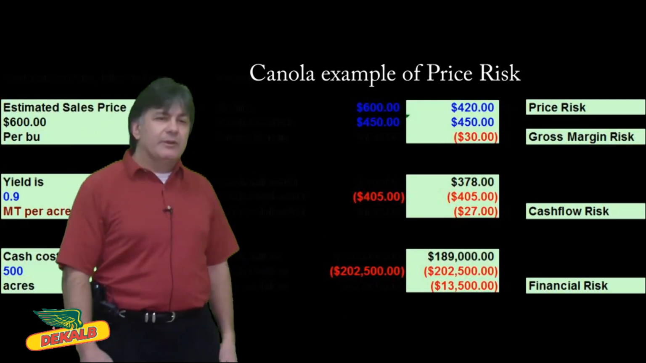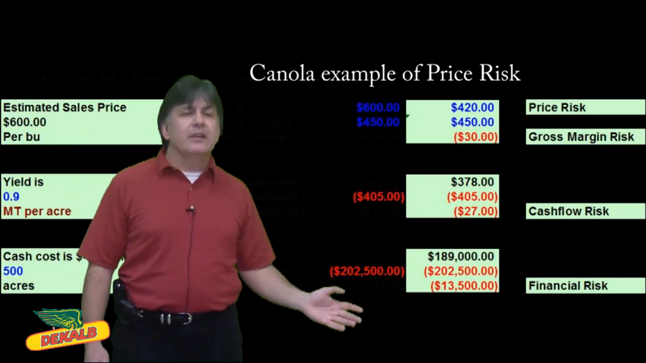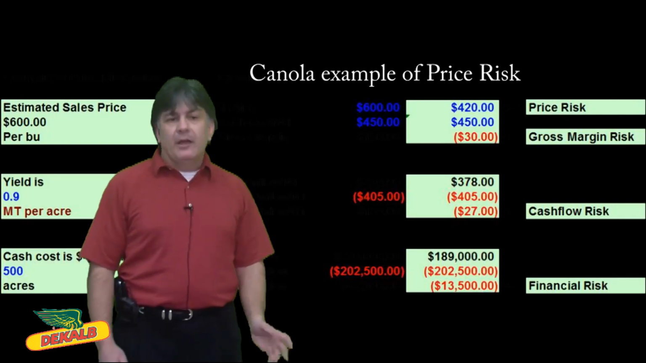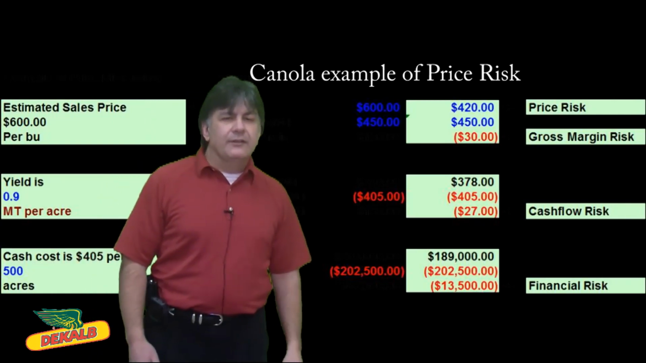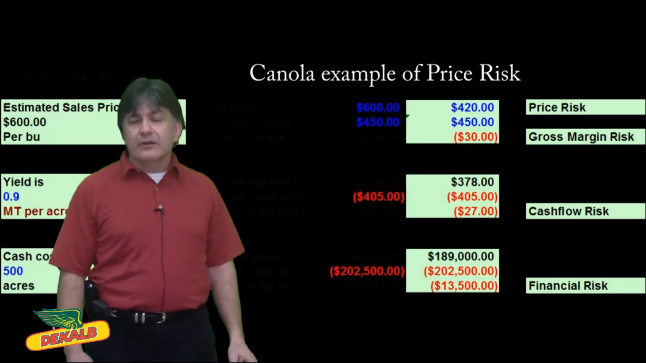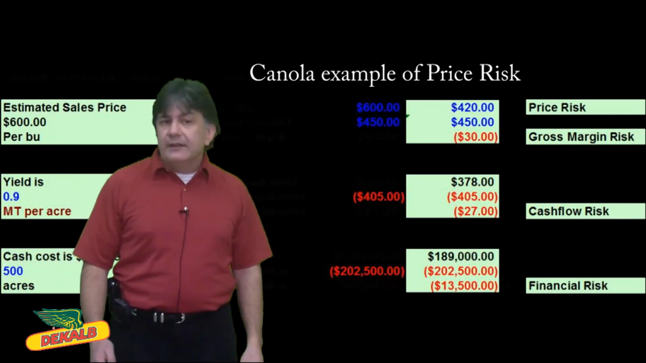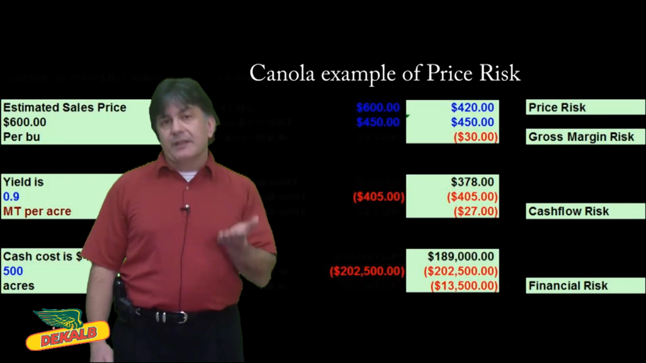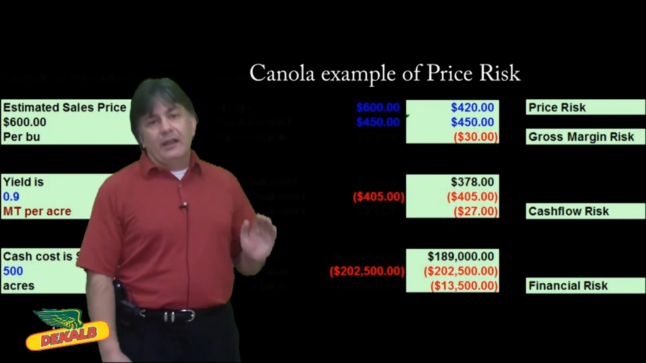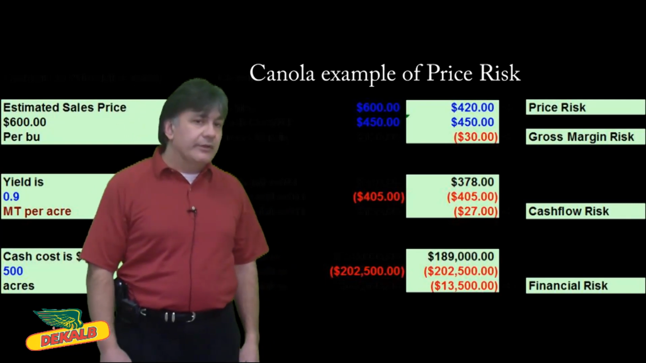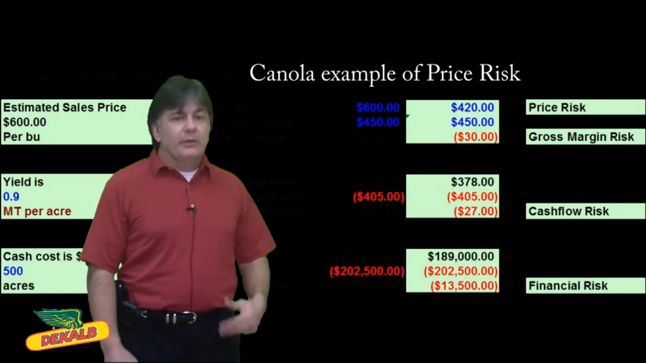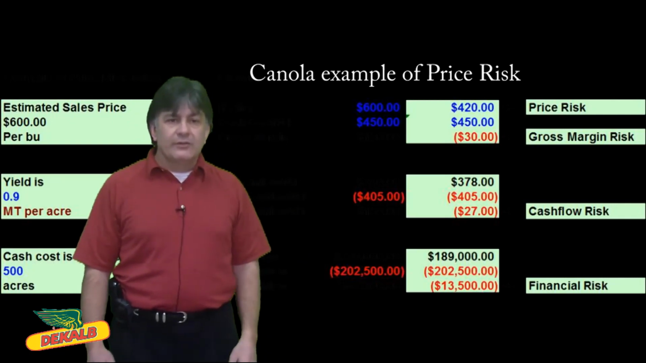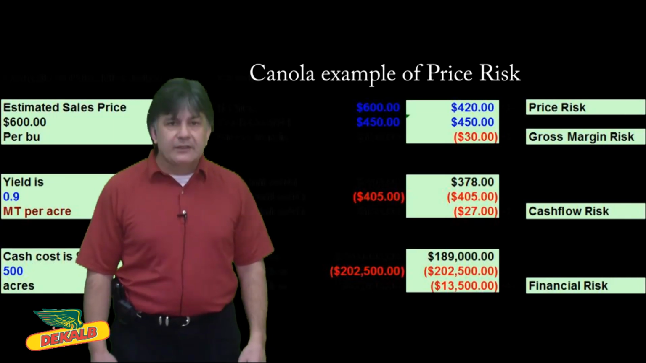In this example, we're using canola. We're assuming canola is currently trading around $600. Your yield is 0.9 metric tons per acre, and we've got a cash cost of approximately $409 per acre. And again, price risk occurs because the actual price fell lower than what you expected. You had a chance to sell at $600, but it then fell lower, which again creates a gross margin risk, a cash flow risk, and then eventually a financial risk.